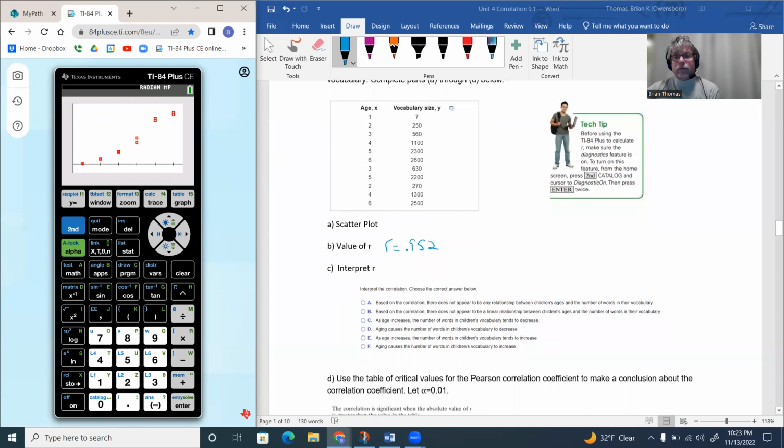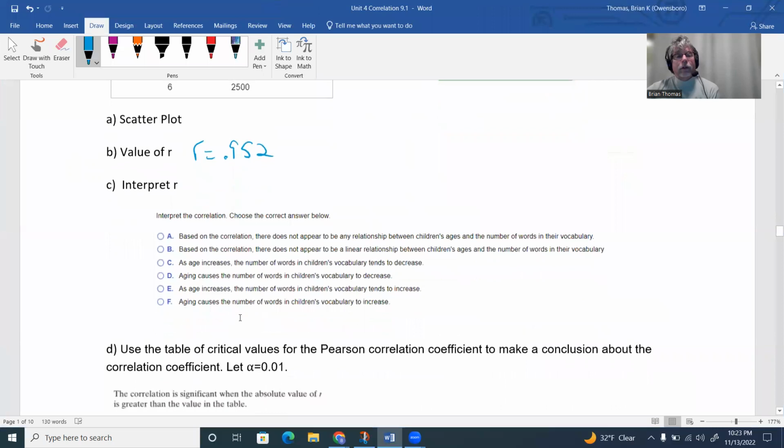If we look at our next question, what is r telling us? I'm looking for: as age increases, the vocabulary tends to increase as well. I'd be choosing E in that sense, because that's what we're seeing from the r value and the scatter plot.